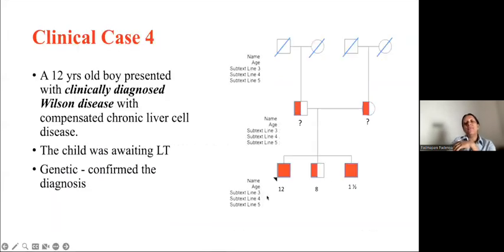Unfortunately, we found that the 1.5-year-old child, who didn't have any symptoms, was found to have Wilson disease. And then the CNCLD team initiated chelator treatment.